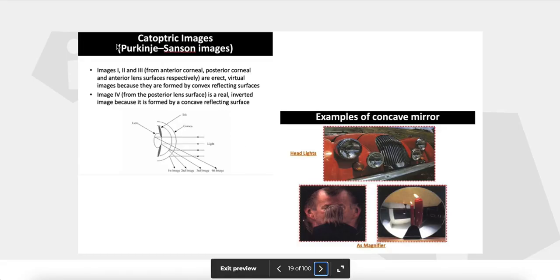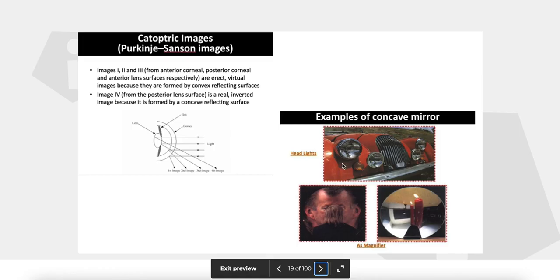Let's review the characters of the Purkinje-Sanson images. We said before that we have 4 Purkinje-Sanson images according to reflection from different ocular media. The anterior corneal surface will produce the first Purkinje-Sanson image. The posterior corneal surface will produce the second. The anterior lens surface can produce the third, and finally the posterior lenticular surface will produce the fourth Purkinje-Sanson image. The third image here is produced by the convex anterior lens surface, and so it is not produced by a concave mirror effect.